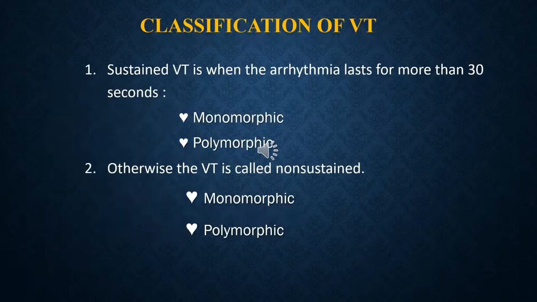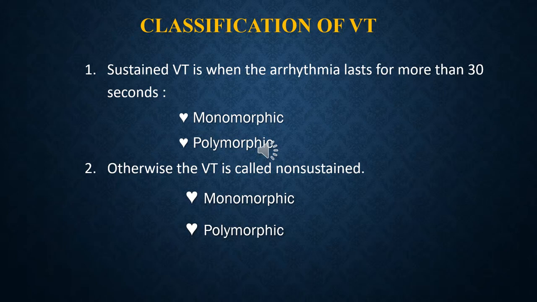We have types of PVCs, but in VTAC we have a classification of ventricular tachycardia. VTAC is classified according to its duration into sustained VTAC or non-sustained VTAC. Sustained VTAC is when the arrhythmia lasts more than 30 seconds. This is called sustained VTAC, which is a dangerous situation.